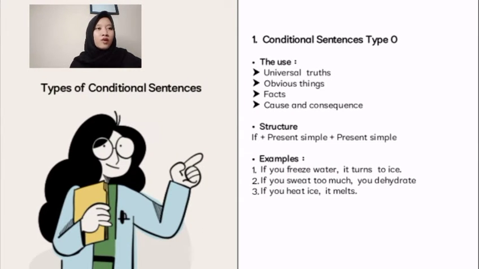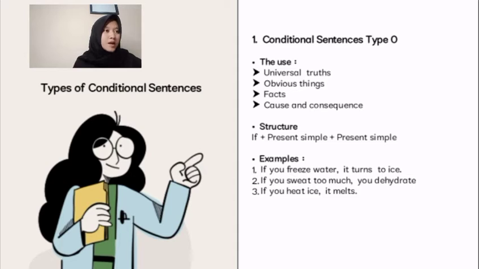There are four types of conditional sentence. The first one is conditional sentence type 0. The use of this conditional sentence is the first one is to express universal truth. And then the second one is to express the obvious things. And then the third one is to express the facts. And then the fourth one is to express the cause and consequences.